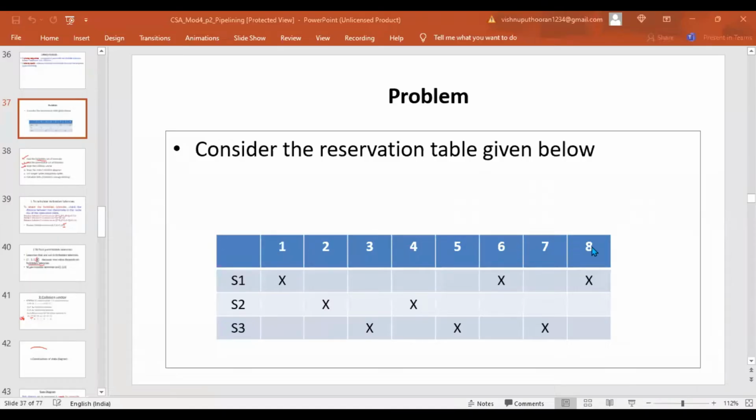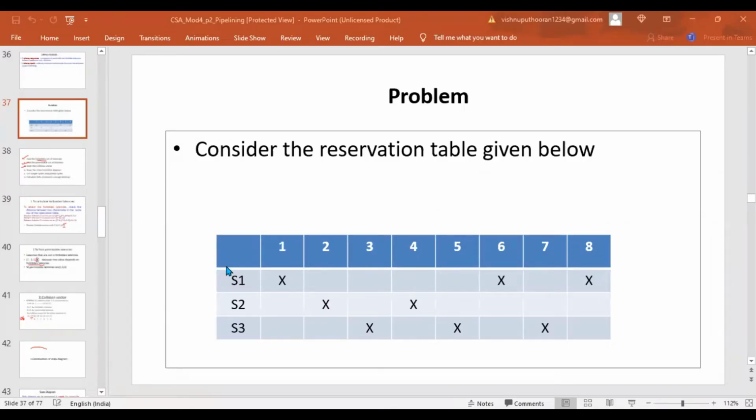Dear students, today I am going to discuss the reservation table problem. So how can we solve a reservation table problem? For that you will be given a reservation table like this, which consists of a number of stages and a number of clock cycles. Here there are 3 stages and 8 clock cycles.